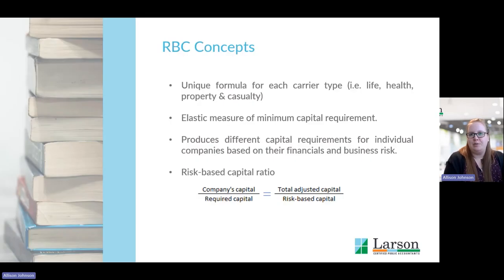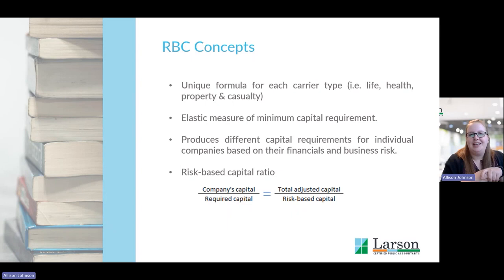So, an introduction to this formula. Some of the key concepts to be aware of as we talk today: the RBC formula is unique by carrier. Today we're talking about property and casualty, and while some of the concepts are similar, there will be different risk charges between the life, health, and property and casualty carriers. Remember, this is also an elastic measurement. As the company changes and grows, or their investment portfolio changes, the formula is the same, but the results will be different.